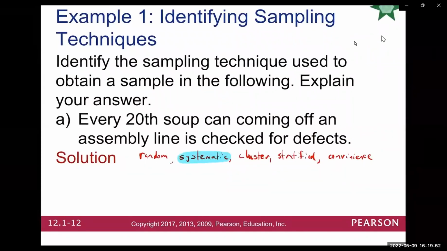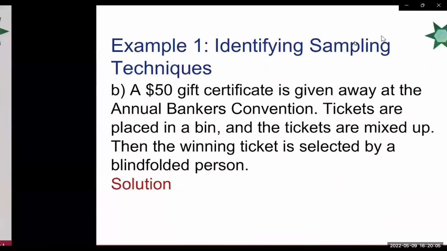All right, and you can just say because it's every 20th, that's systematic by definition. All right, let's look at this one.